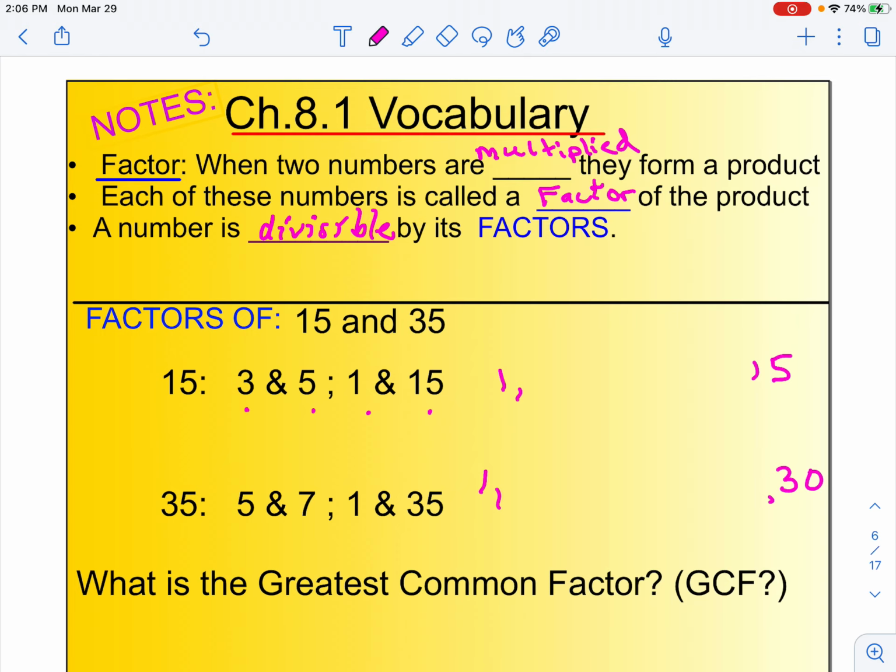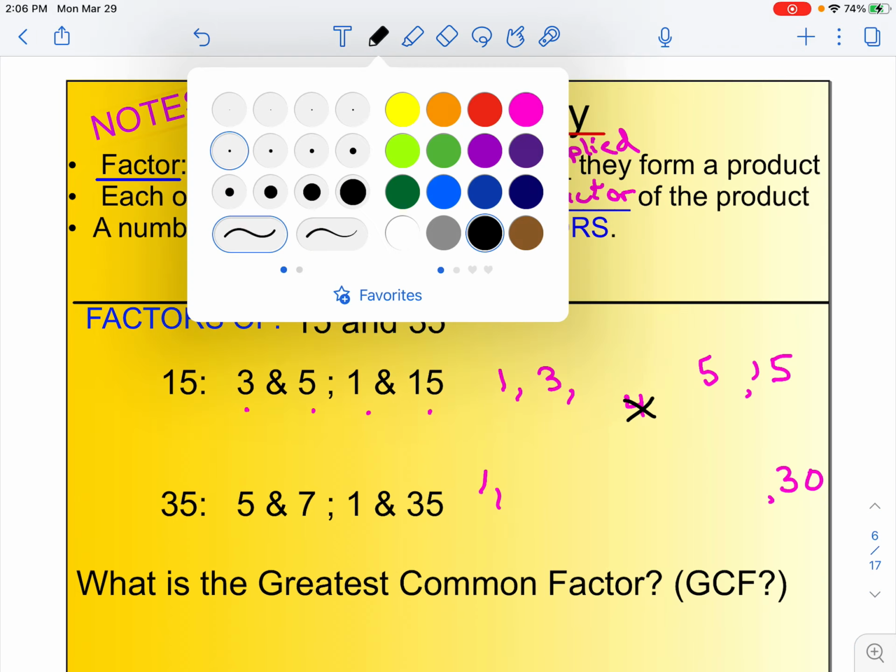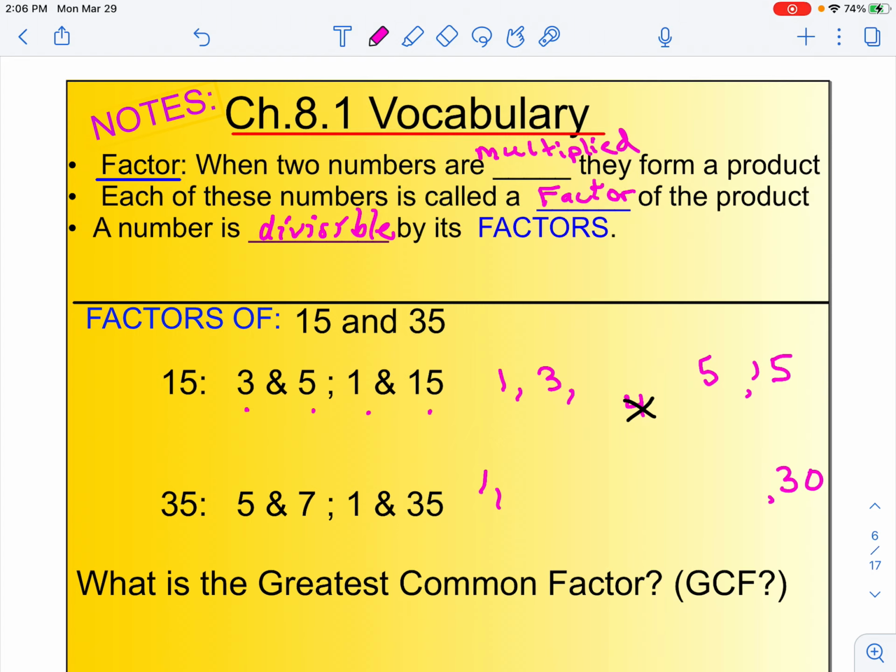And I purposely put that way far out there because then I check to see, does 2 go into 15? No, it doesn't. Does 3 go into 15? Yes, 3 goes in there 5 times. And again, I put it over to the side. Now I check 4. Does 4 go in there? No. So now I know my list is complete. And you can see the two lists are the same.